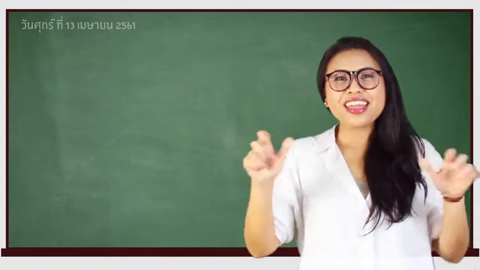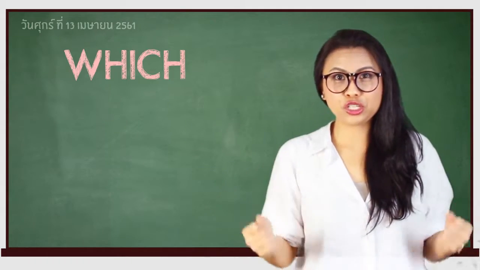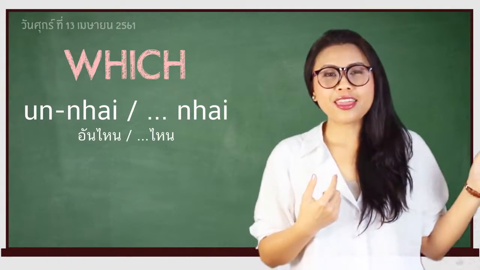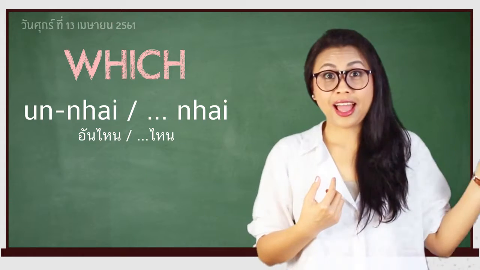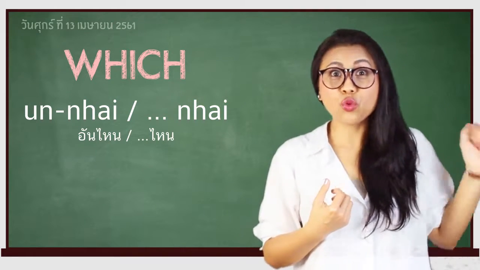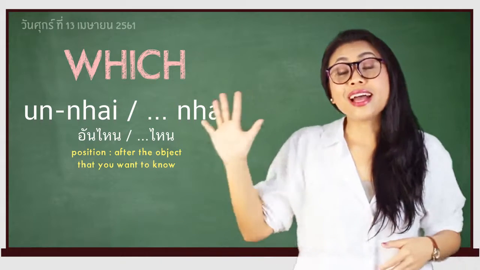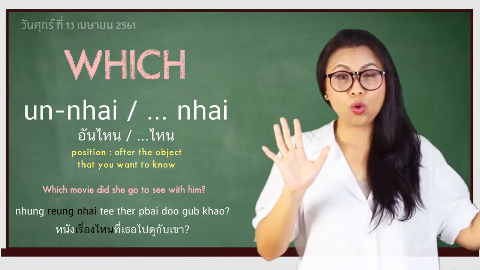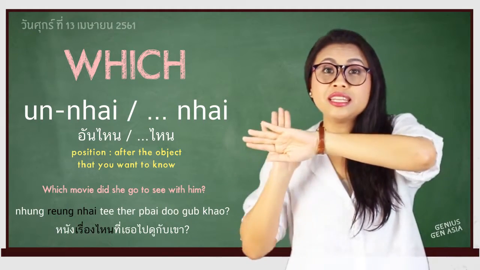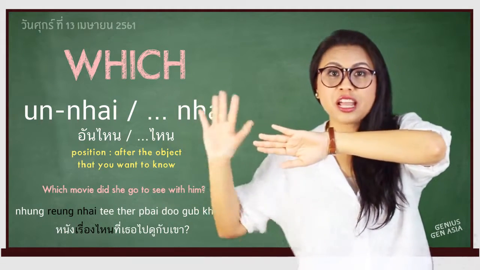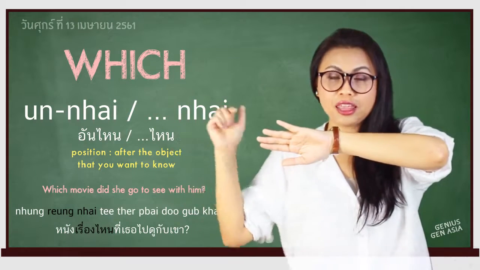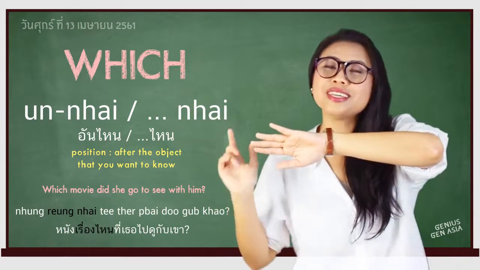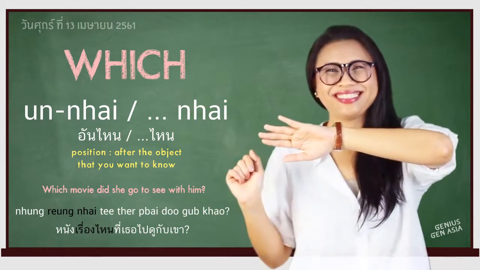The eighth one, which, means อันไหน. Or you just put the word ไหน after the object that you want to know. For example, หนังเรื่องไหนที่เธอไปดูกับเขา. So you put the word ไหน after the object that you would like to know. Like in this case, หนังเรื่องไหน means which movie.